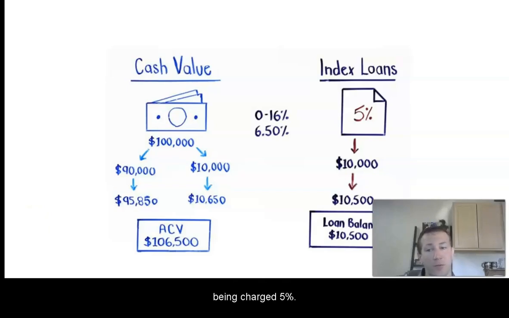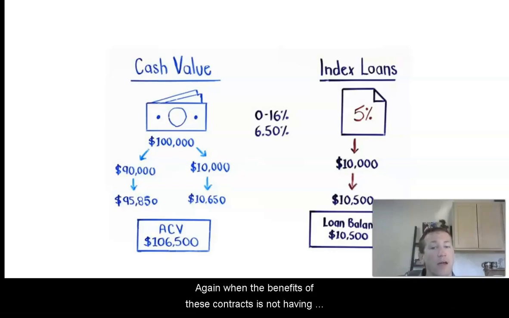We're being charged 5%. Now that interest we're being charged can accrue, and we do have the option of paying off the loan. But again, one of the benefits of these contracts is not having to worry about paying off the interest that we're being charged. Essentially, that's our policy's collateral for the loan balance. So when we do expire in the future, your beneficiaries will collect the net amount after the loan balance is paid off.